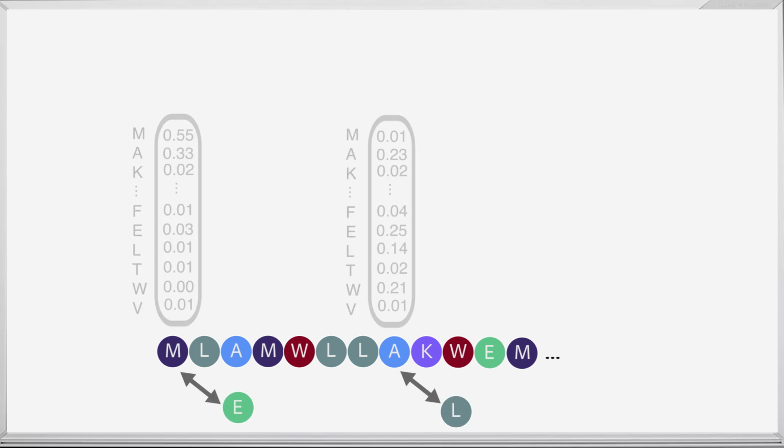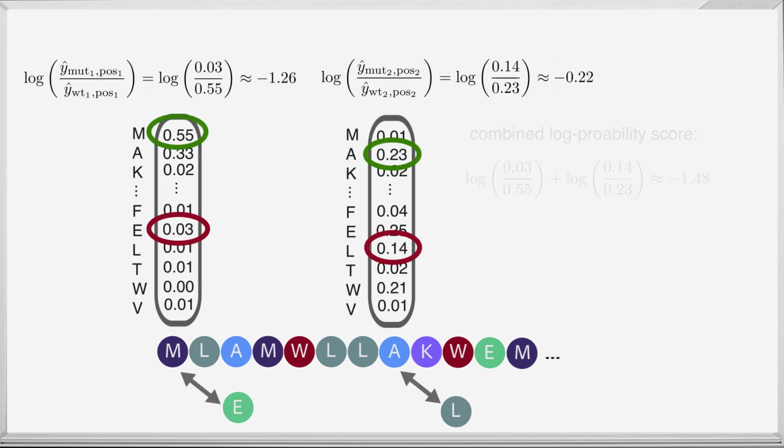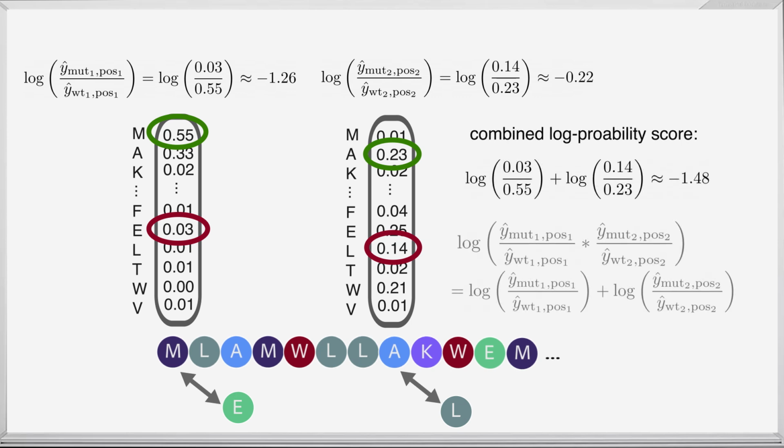We can apply the same idea to variants with multiple mutations. For several mutated positions, we compute a score contribution for each mutation and then we add them. So why do we add these values? Because logarithms turn products into sums. So adding the individual log ratios is equivalent to multiplying the probability ratios across positions. This gives us a simple combined score for the full variant.